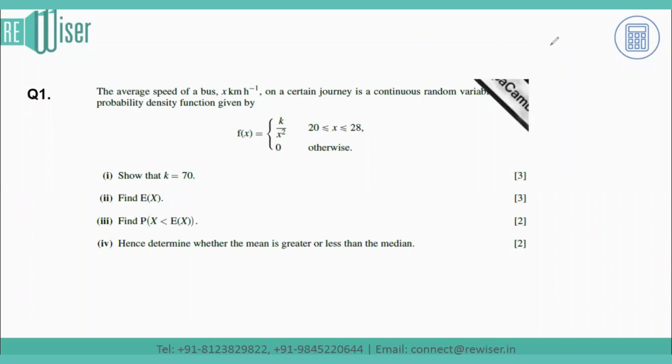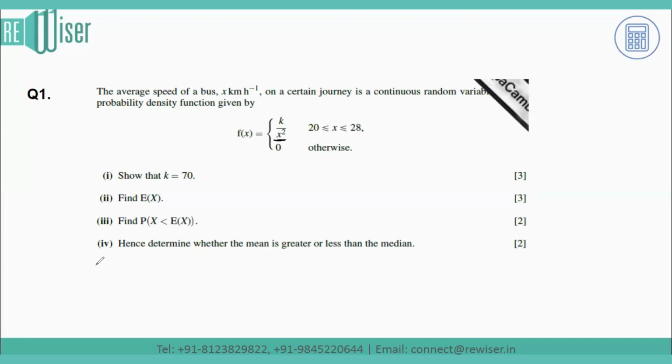Hello students, the question says the average speed of a bus, x kilometers per hour, on a certain journey is a continuous random variable with the probability density function given as f(x) equals k by x squared, where x is lying between 20 and 28 and is 0 otherwise. So the first part of the question says show that the value of the constant k is 70.